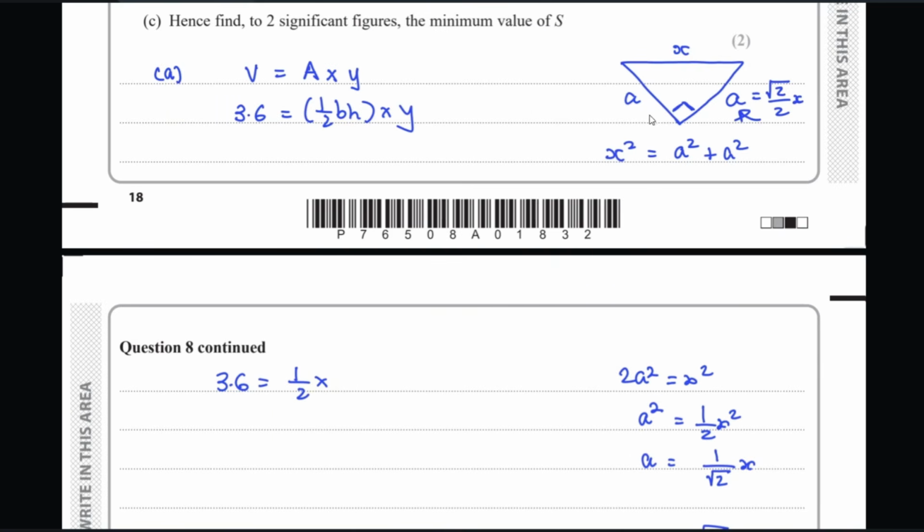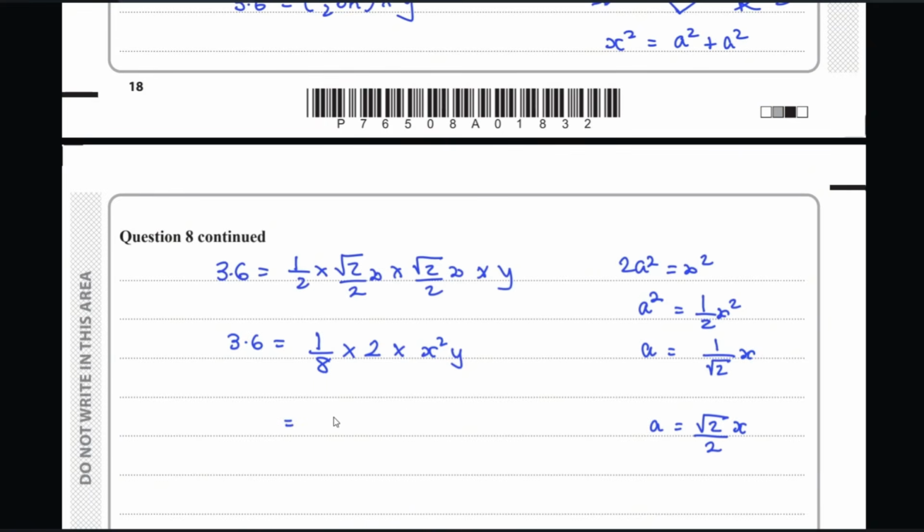Let's say this is the base and this is the height. They're both the same: root 2 over 2 x times root 2 over 2 x, half times base times height, and times y. So 3.6 is equal to, let's multiply the denominators, 2 times 2 times 2, that is 1 over 8, times root 2 times root 2, which is just 2, times x and y. So that is x squared y. And then 1 over 8 times 2 would be 1 over 4 x squared y.